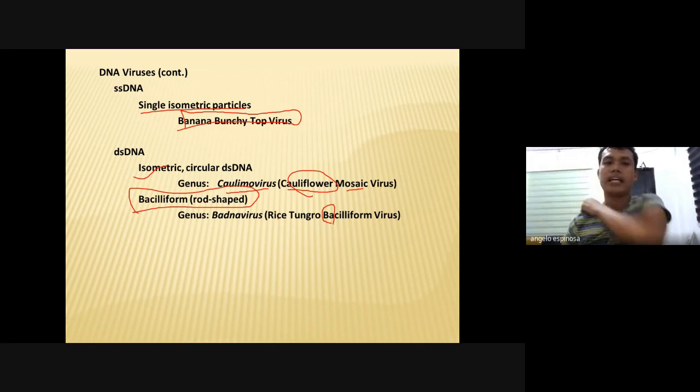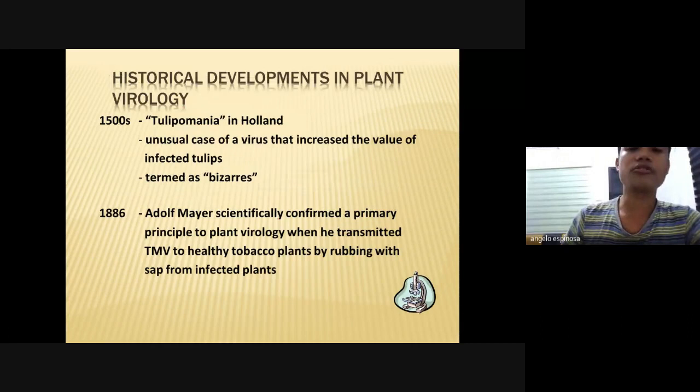Now, let's go to the historical developments in plant virology. In 1500s, it was in Holland, there is a tulipomania. There was an attack of tulipomania, no?